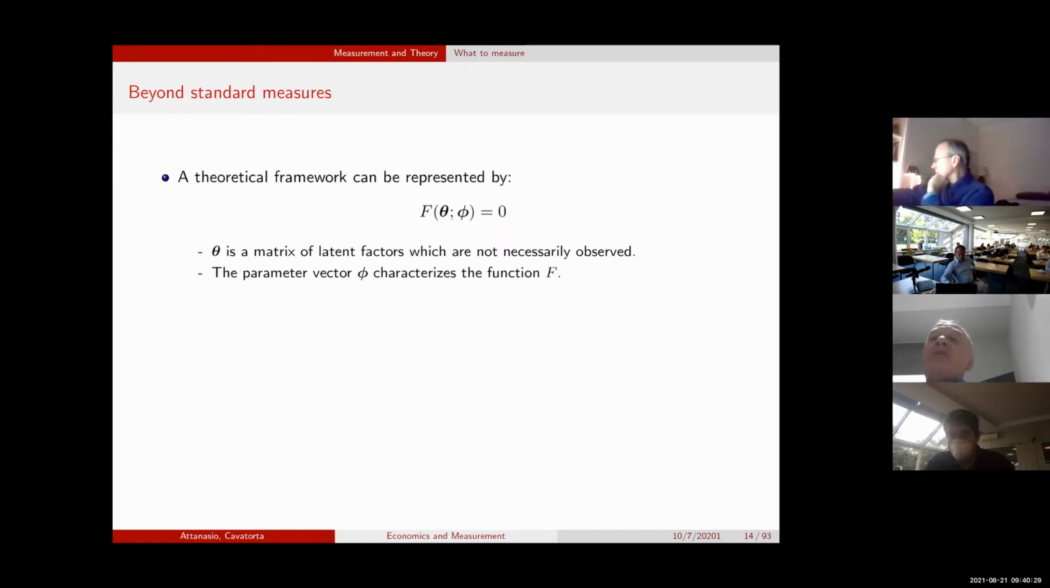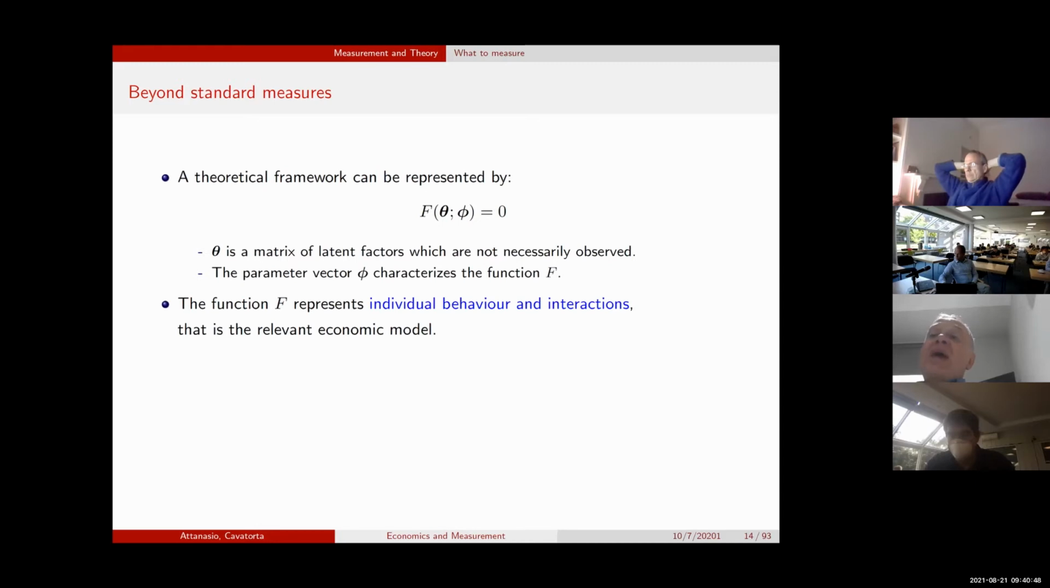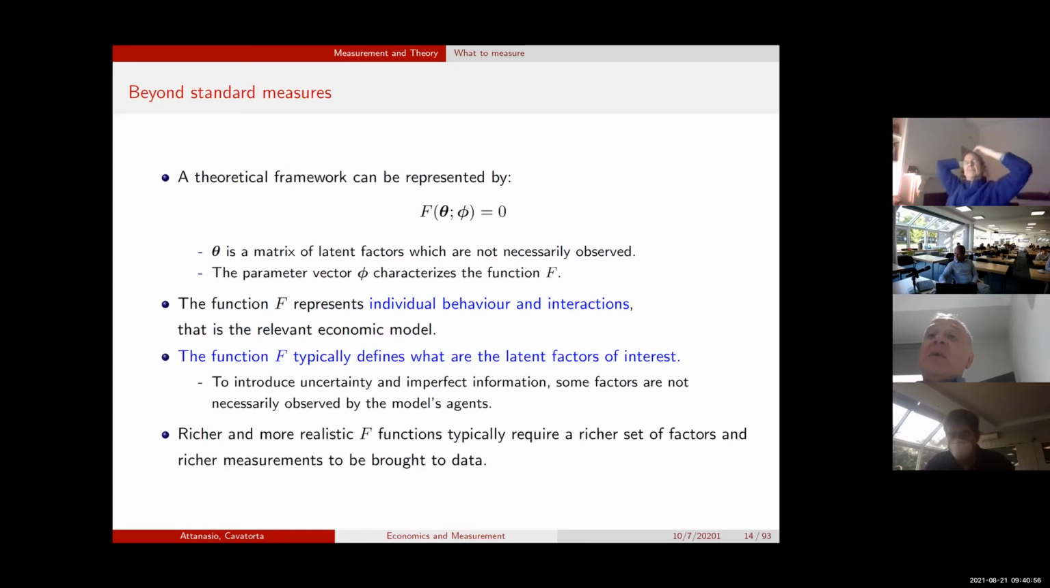Now we can represent the theoretical framework with this equation, f of theta, phi equals 0, where theta are the latent factors we're interested in. So theta is a matrix of factors. And phi is the parameter that characterizes the function f. F is the theory. And the function f represents individual behavior and interactions. That's the model.